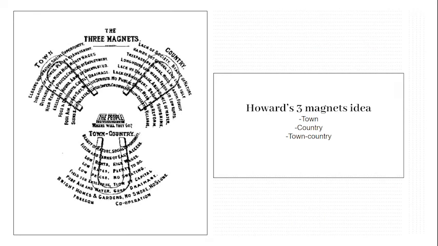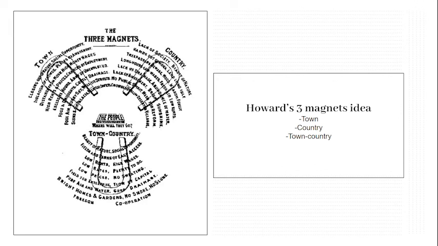Howard illustrated this idea with a diagram of three magnets. The first is the city, describing all its disadvantages: high rents, polluted air, and advantages: well-lit streets, social life. The second is the countryside, with advantages such as natural beauty, fresh air, and low rent, but on the other hand with no social life and low wages.